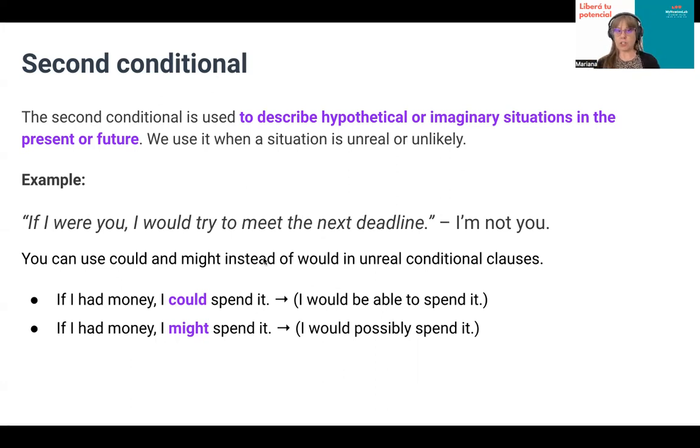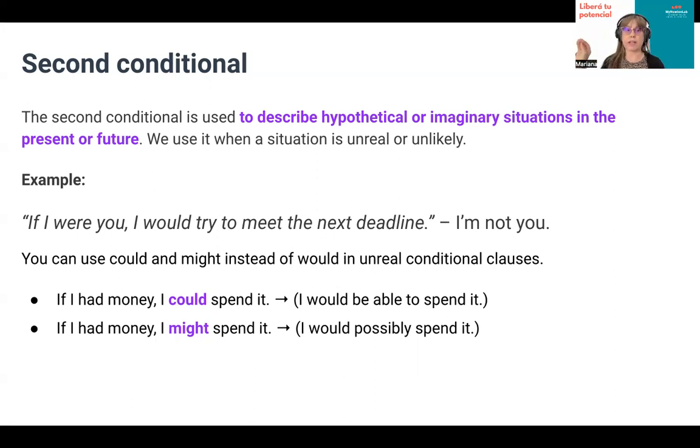Now pay attention to the structure here. In the sentence with the if, now it's past simple. And in the other one, it's not will, it's would. Si fuese vos, trataría, intentaría. You could also have could and might instead of would. Remember that modals can be interchangeable, but remember they have different functions.